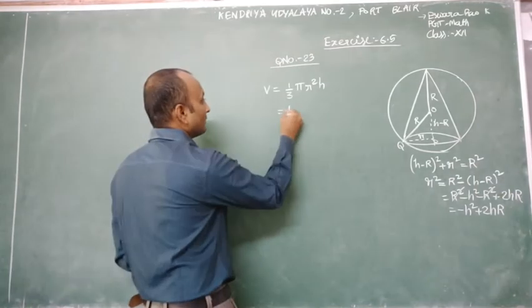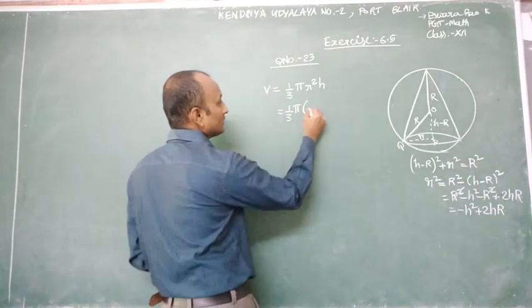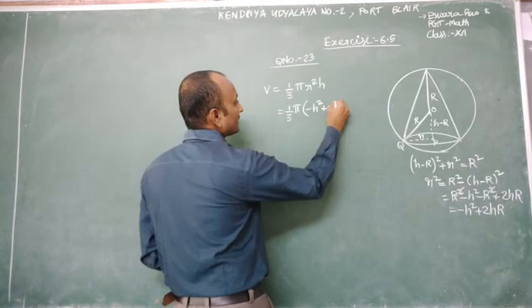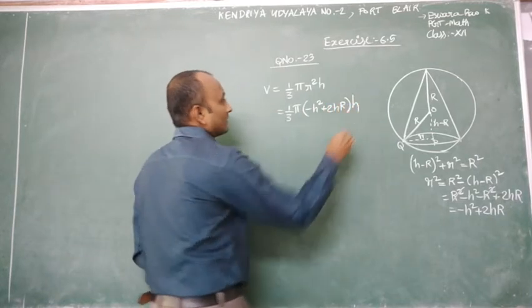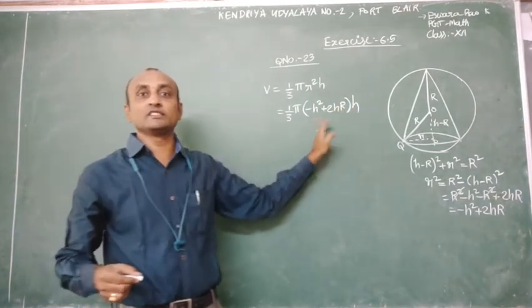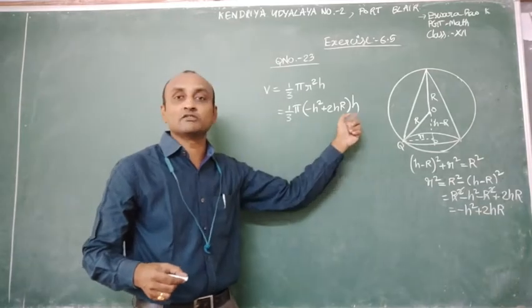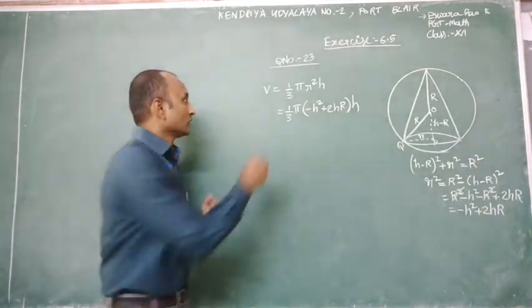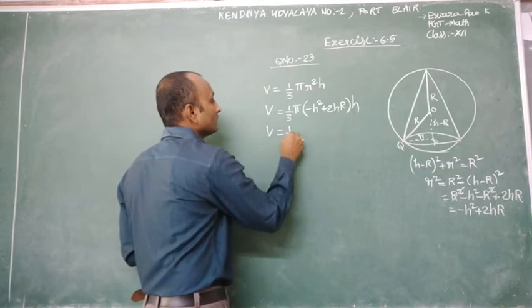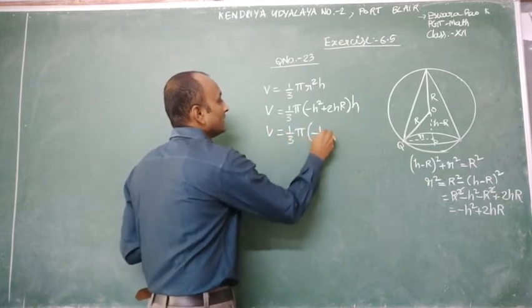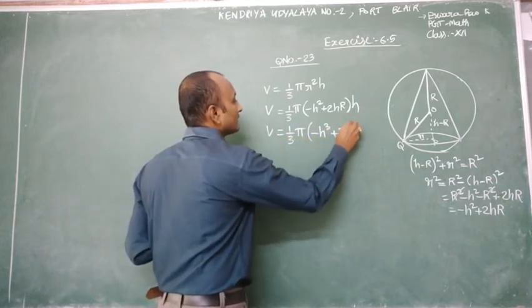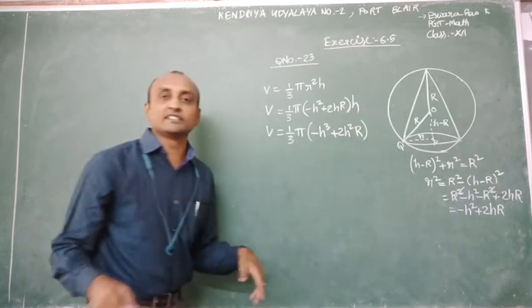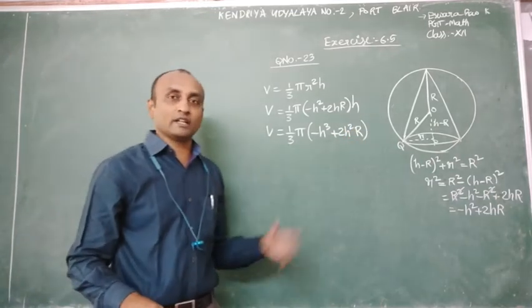Then you get 1 by 3 into pi into (minus h square plus 2hR) into h. Now capital R is constant, small h is variable. So this expression is expressed in terms of only one variable. So the volume is equal to 1 by 3 pi into (minus h cube plus 2h square R). Minus h cube plus 2h square R, that is the volume.